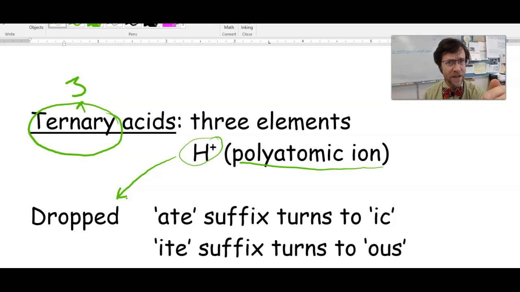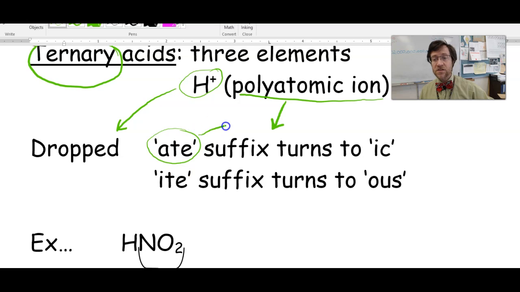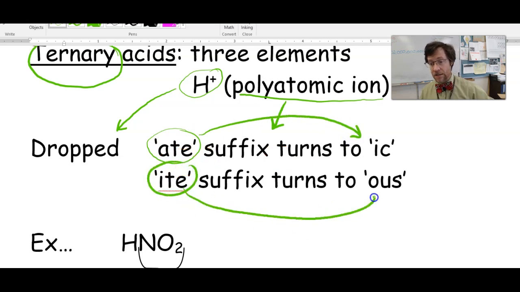Because if there's a polyatomic ion, that's enough. And here's how it works. What you do is you take the name of your polyatomic ion, and if it ends in ate, it turns to ic. If it's ite, it turns to ous. Okay? So it goes ate to ic, it goes ite to ous.